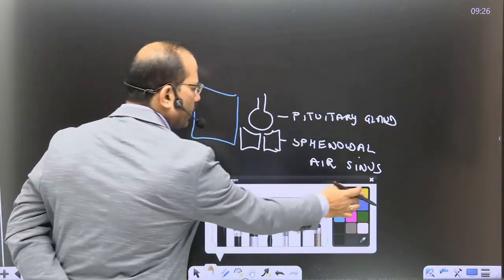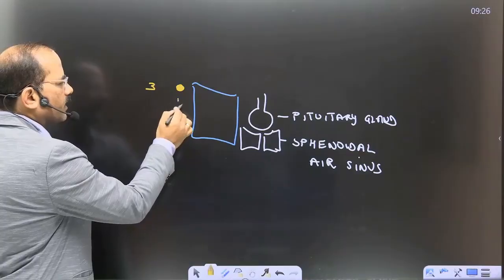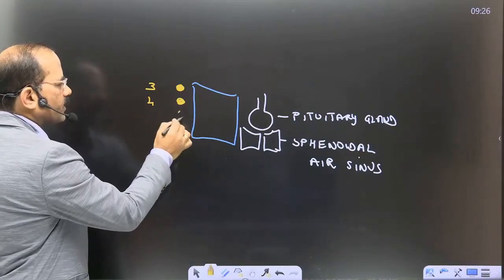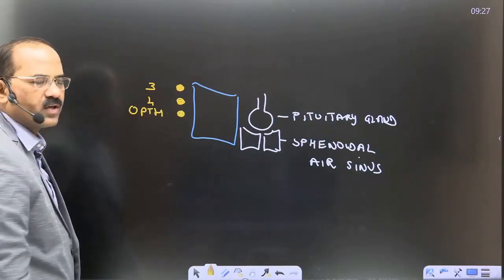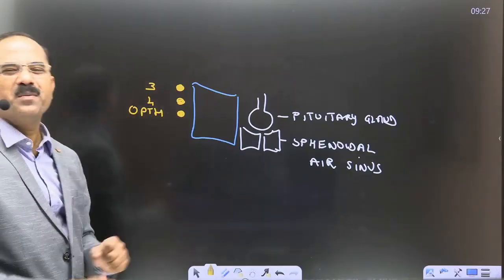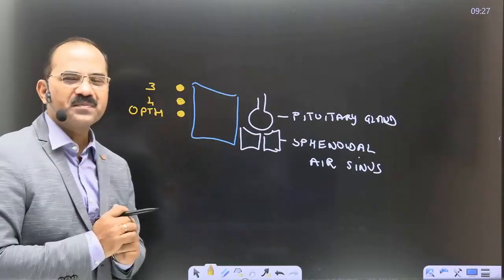In the lateral wall of the cavernous sinus, what do we have? In the lateral wall, that's the third nerve, that's the fourth nerve, that's the ophthalmic division of the trigeminal nerve. And who was supposed to come here? The sixth nerve was supposed to come here, but someone else comes here.